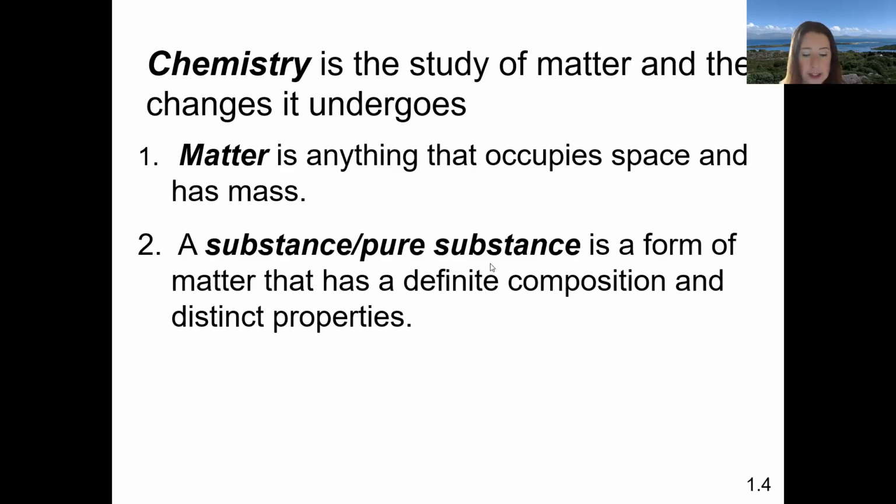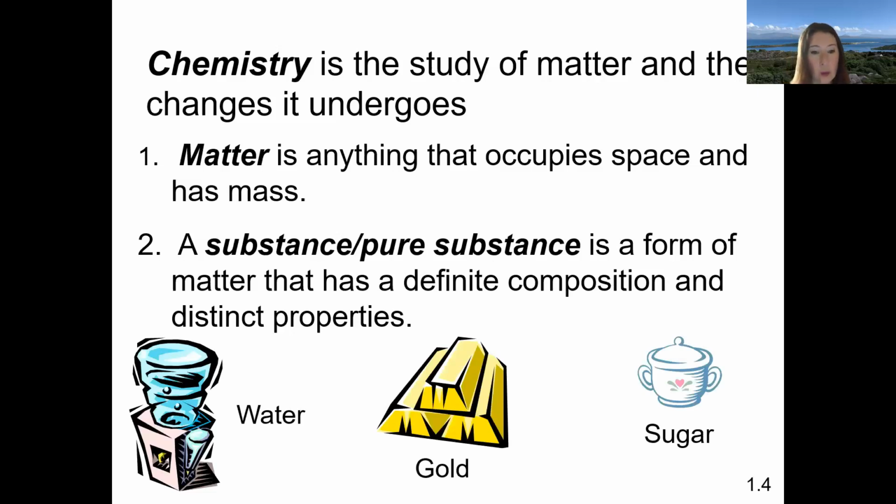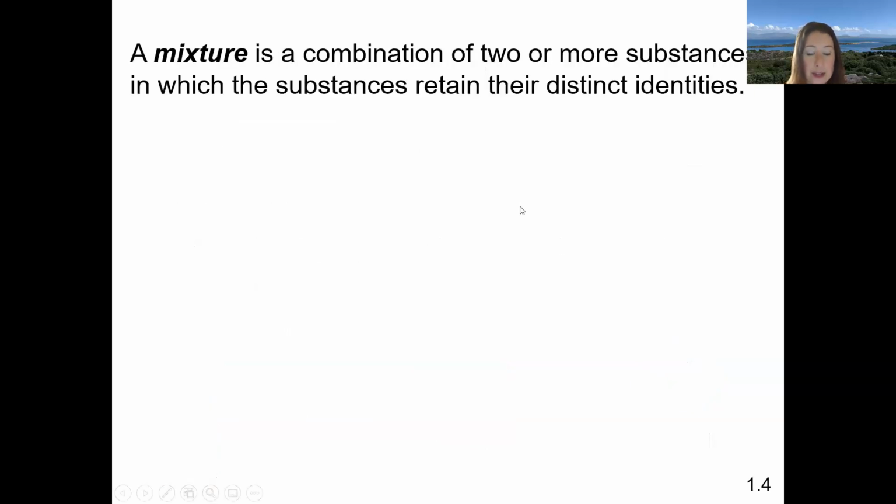Okay, so for example, a pure substance would be like water, gold, sugar. So we talked a lot about this at the beginning of Chem 209. Your Chem 101 and your book is going to go into more detail on these. These are pretty much the basics, so I'm just going to go through these quite quickly. Now, a mixture is a combination of two or more pure substances, and they retain their distinct identities.